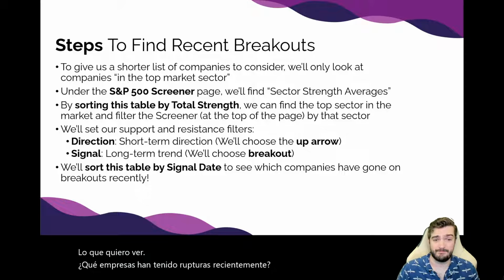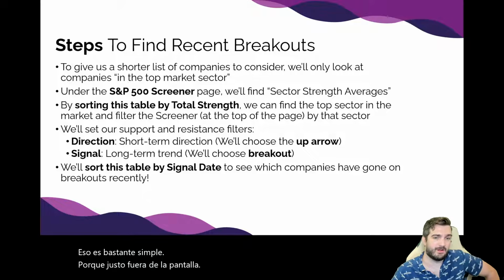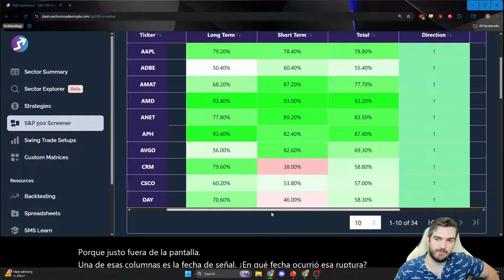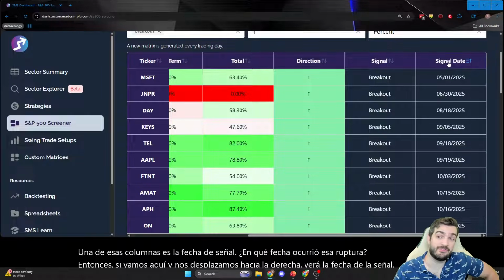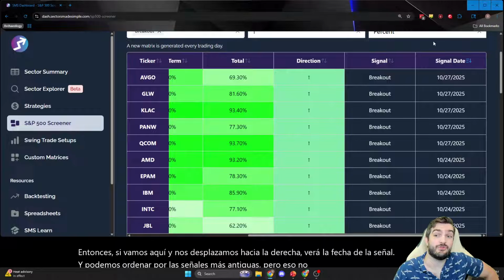That's pretty simple. Because just off screen, one of those columns is signal date. What date did that breakout happen? So if we go here and we scroll to the right, you'll see signal date. And we can sort by the oldest signals, but we don't care about that. We want to see the most recent signals.